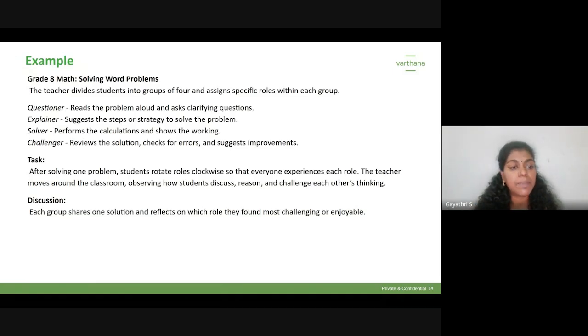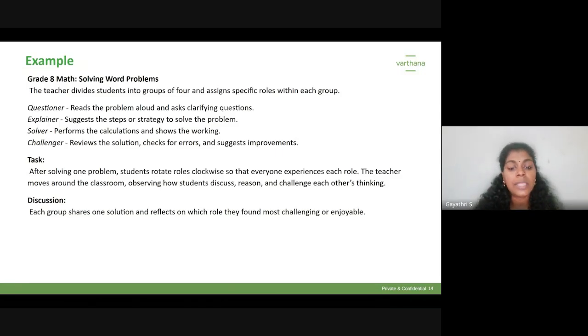And then comes the explainer. Here their role is to suggest what step or what strategy they'll be using to solve the problem. Next comes the solver, who actually performs the calculation and shows how it is working. The final one is the challenger. Here that particular group is responsible for reviewing the solution, looking for any errors, or even suggesting improvements, right?